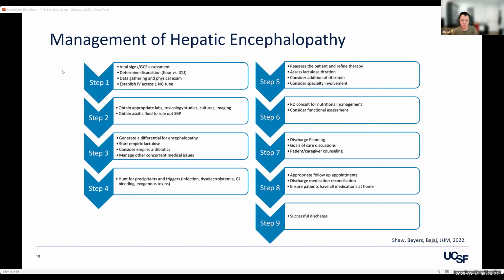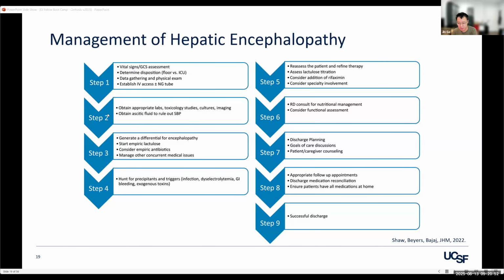So this is a quick diagram of a step-by-step approach for management of hepatic encephalopathy. This was published in 2022 and written by Jas Bajaj, who's a world expert in the pathophysiology and management of HE. And a lot of this, I think, the thing to emphasize is that when a patient presents with an episode of hepatic encephalopathy, you always want to try to figure out what really caused the encephalopathy.